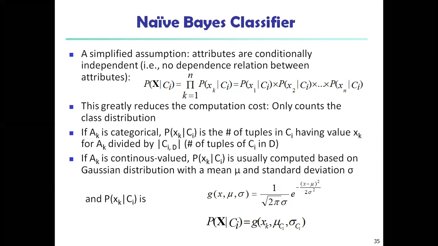So here, the probability of X given C_i equals the product for k from 1 to n of the probability of x_k given C_i, which is a conditional probability, equal to P(x1 | C_i) times P(x2 | C_i) times ... times P(xn | C_i). By using this formula, you can simplify the assumption of conditional independence in the Naive Bayes classifier.